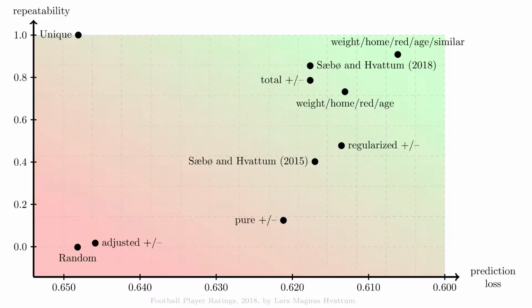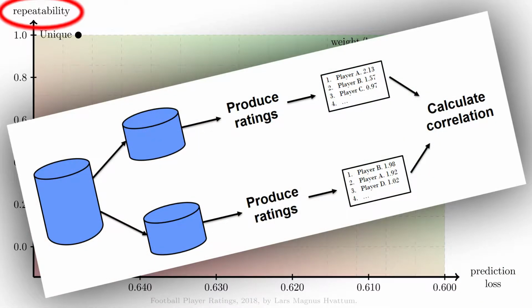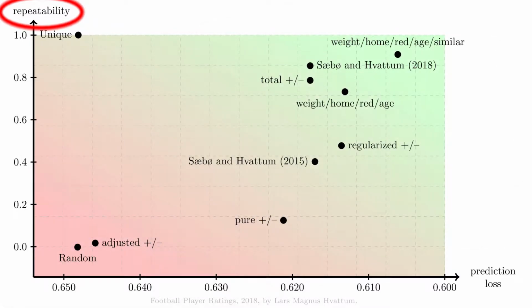To figure out which is the case, we use our framework for evaluating different rating systems. The framework considers two criteria for player ratings. One is the repeatability of the ratings. That is, if we evaluate players using different datasets, we should still obtain similar ratings for the players. If this is the case, the value of repeatability that we calculate will be close to 1.